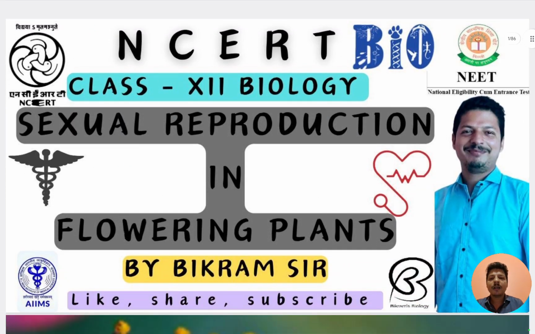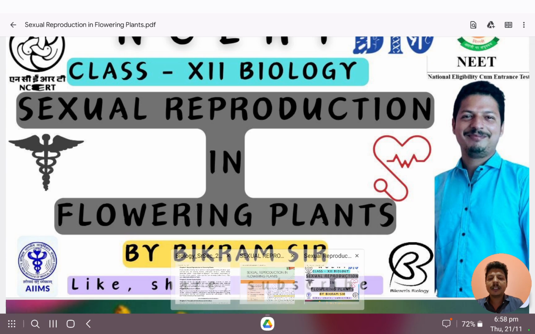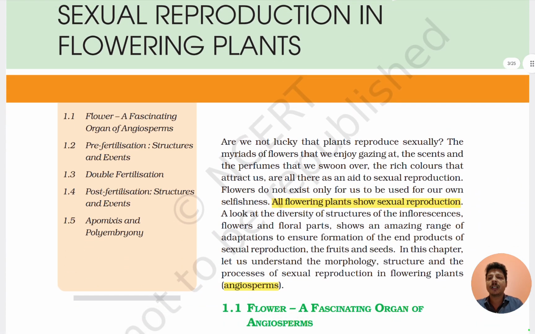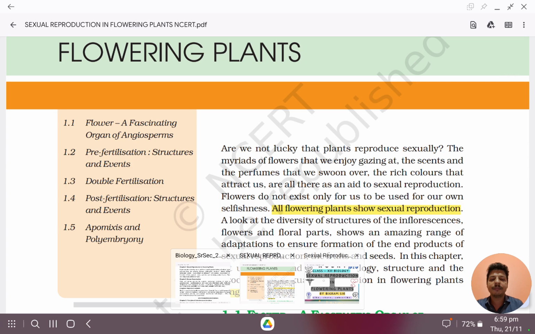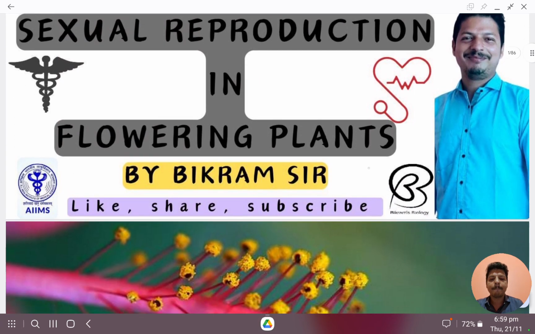Here, sexual reproduction in flowering plants. See the NCERT, what are the important topics which we are going to cover. First of all, flower, a fascinating organ of angiosperms. Second, pre-fertilization, structures and events. Third topic, double fertilization. Fourth topic, post-fertilization, structures and events. And fifth one is apomixis and polyembryony. Let's start from the PDF.